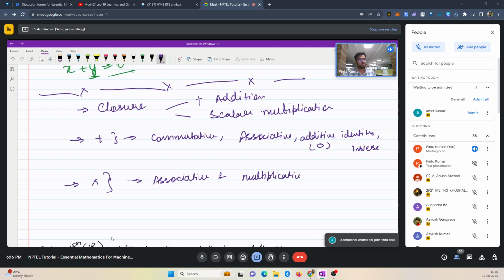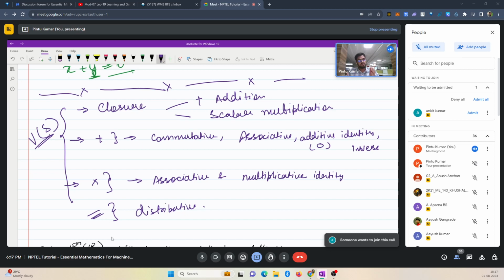We don't require a multiplicative inverse in a vector space, because we are not multiplying two same things. We are multiplying a scalar with a vector. And there are other properties, which is the distributive property. So if you have a set V along with a set of scalars which satisfies these properties, then you can call this combined thing a vector space.